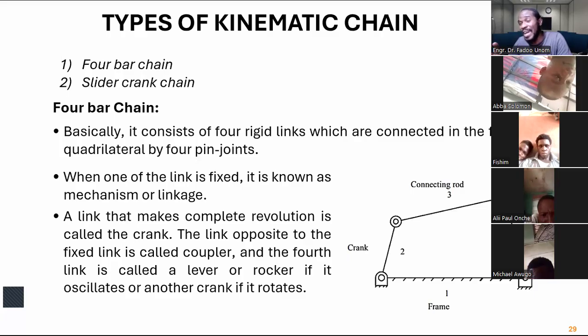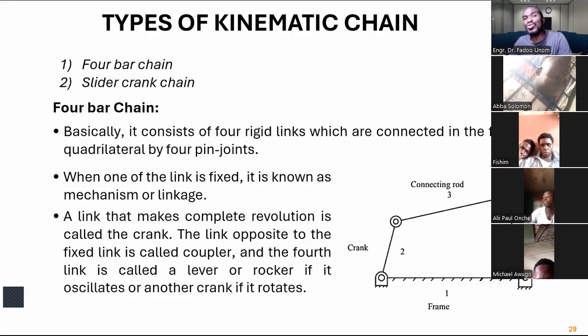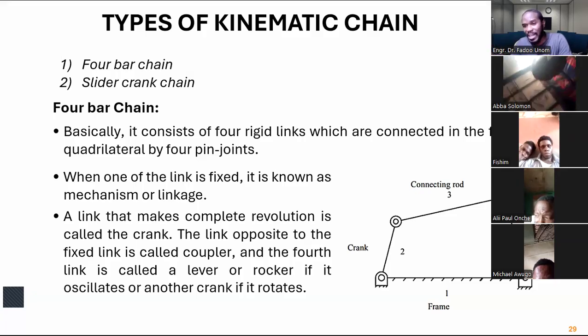And so the 4-bar chain is particularly designed in such a way that, and this is determined by the length of the links, right? One of the links is fixed, and we usually say that is the first link. You fix link number 1, right? Then you have a link that is short enough and is allowed to exhibit a complete revolution. So it is able to go round completely. Okay, and we call that link the crank.